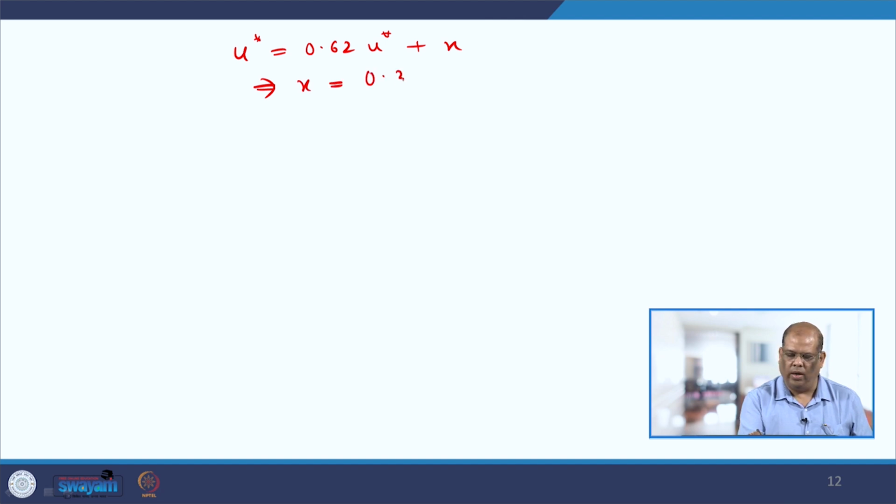So, you will get u star is equal to 0.62 u star plus x. This will give x is equal to 0.38 u star, which is 0.38 multiplied by 10, and this is 3.8 tons.